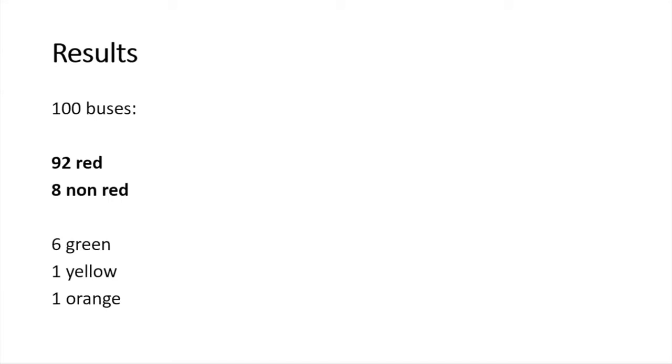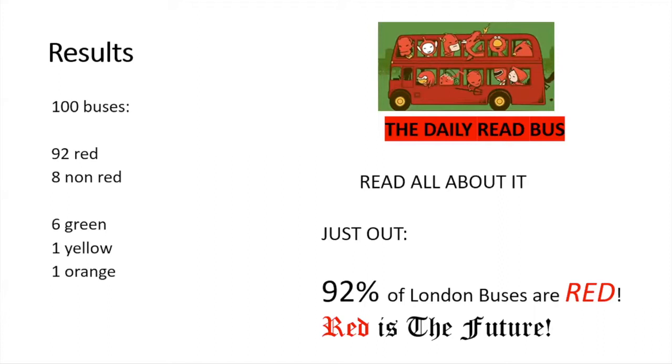We find 92 red buses and 8 non-red buses. And to prove that we are not colorblind, 6 of them were green, 1 yellow, and 1 orange. Right, we could just report this fact, couldn't we? That 92% of London buses are red. But is this true? Remember, this was just a sample of 100 out of 9,000 buses. Sometimes people just report this, but this isn't quite scientific, and you understand that this is not a valid statement. So what do we do next?